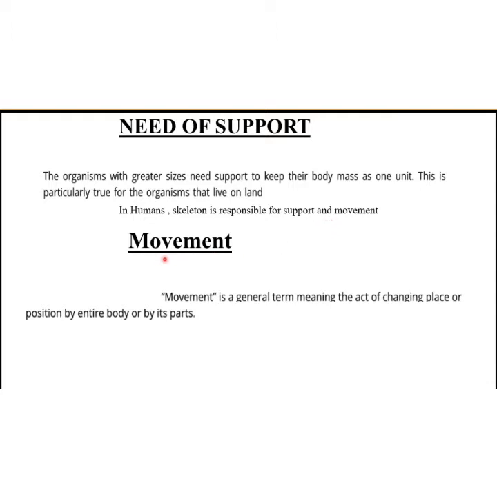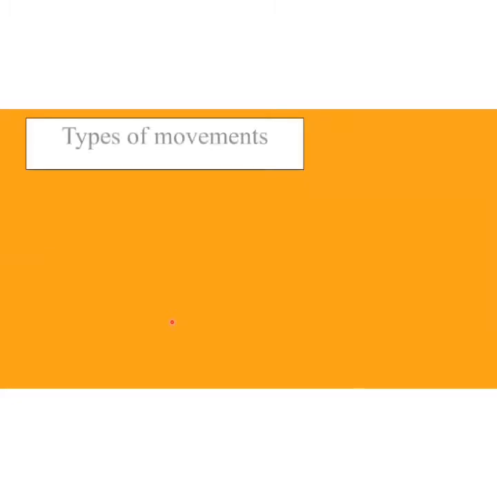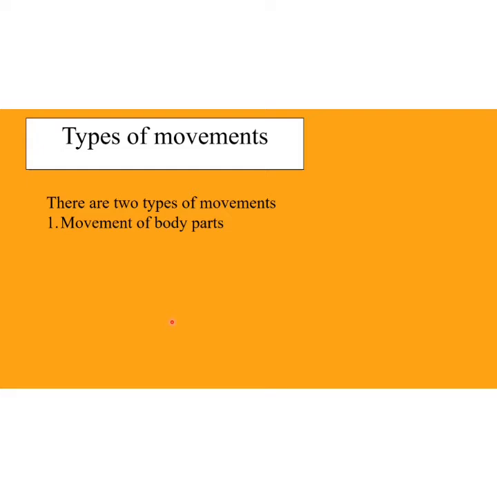Movement, what is movement? Movement is a general term meaning the act of changing place or position by the entire body or by its parts. Types of movements. There are two types of movements. Movement of body parts.